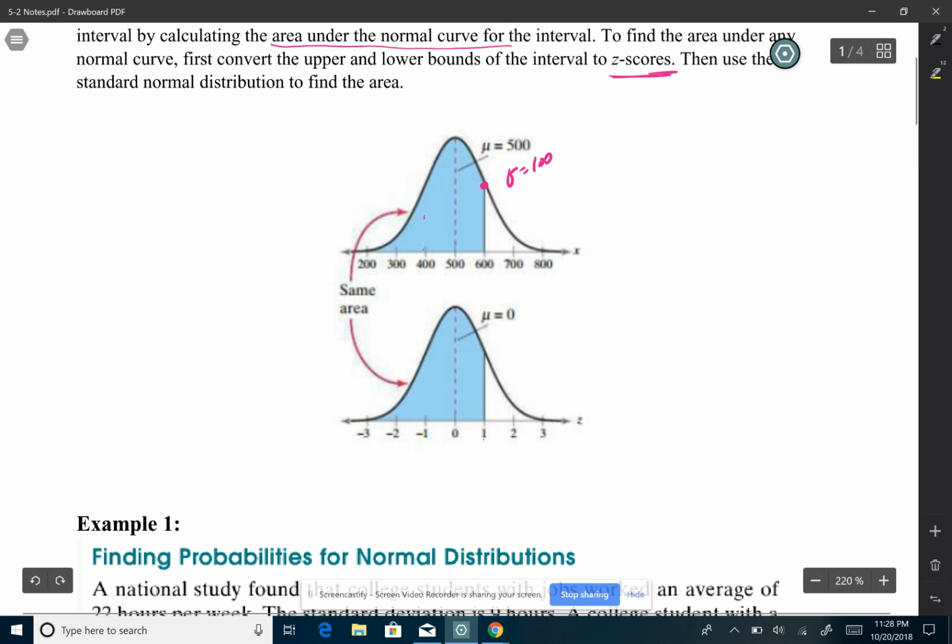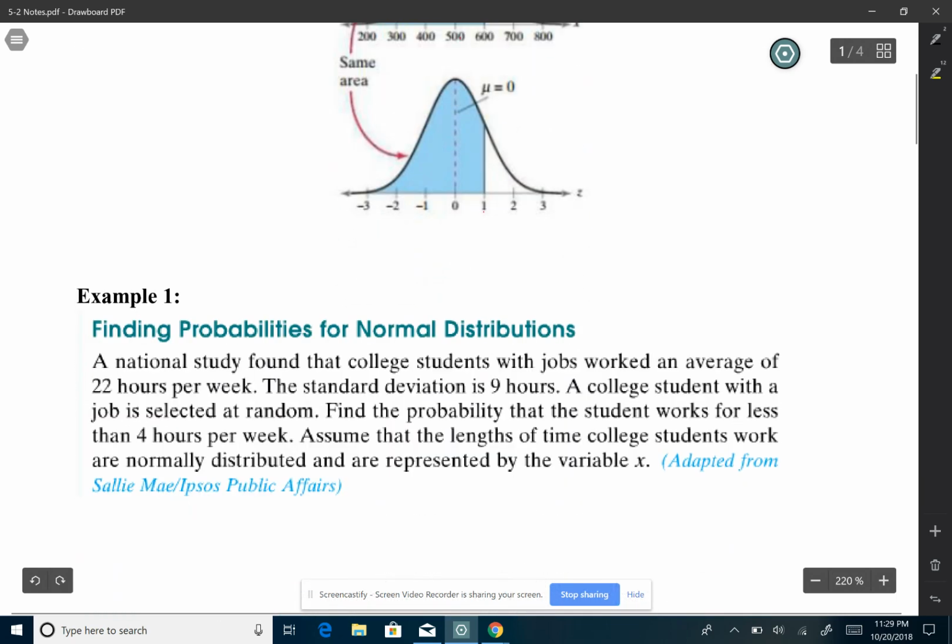When we convert it to the z-score, we end up with the mean being 0 and a standard deviation of 1. And when you do that, you'll notice that the area under the normal curve with a mean of 500 is the same as the area under the standard normal curve. So these match up. When we convert to that z-score, it allows us to see the same areas, or that same probability.